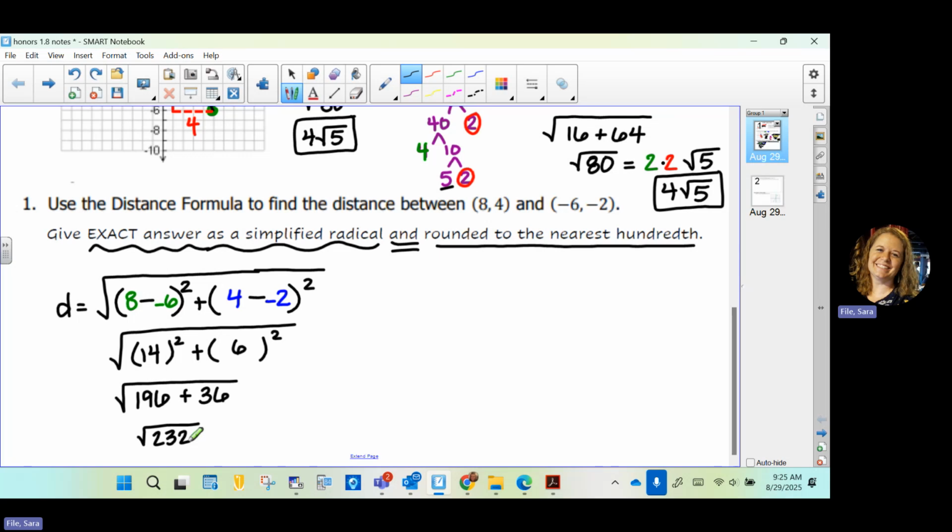So when we calculate this, if we get something way off, maybe we've typed something in wrong. This is going to be a little over 15. Okay, but we want to reduce the radical and then we'll plug it into the calculator and round our decimal. Okay, so what are some factors of 232? I'm going to do my tree up here.